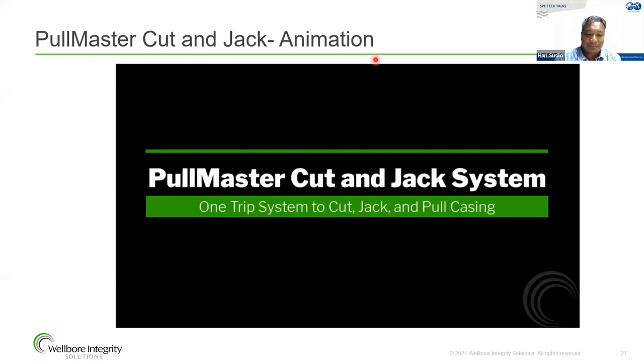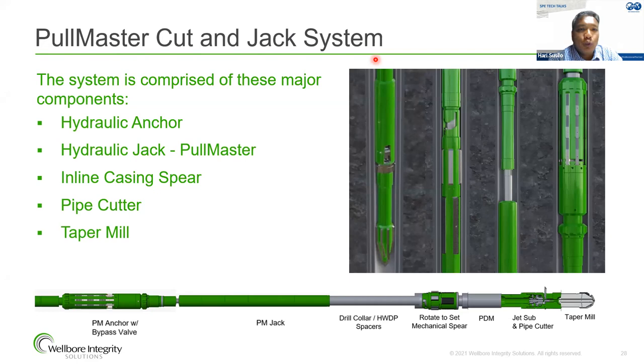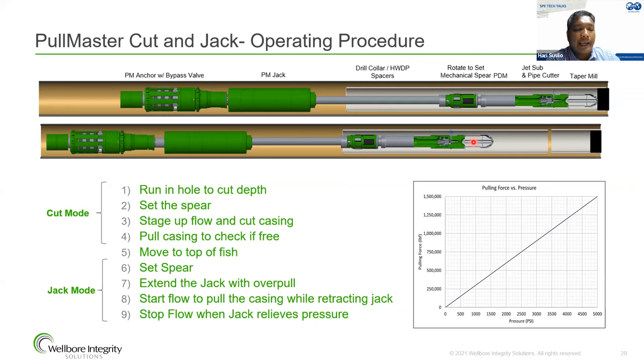Right, so this is the schematic of the Pullmaster jack system. There is the anchor and Pullmaster, the inline spear as we call it, and then the pipe cutter, the last one at the very bottom, with a stabilizer as a guide. There is also a space out, either drill collars or heavyweight, but normally we prefer drill collars for the space out.